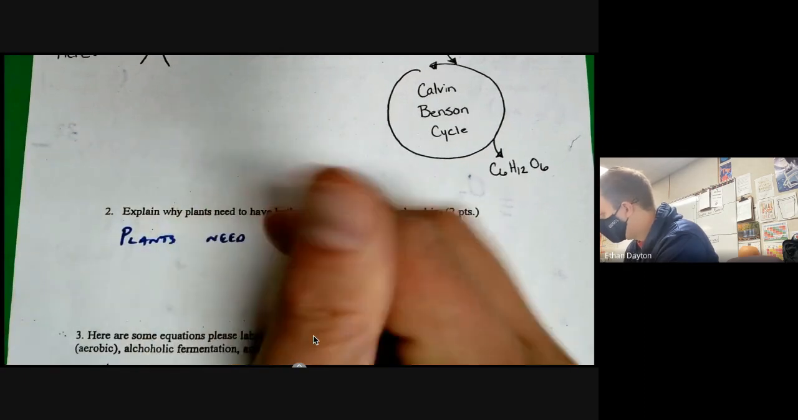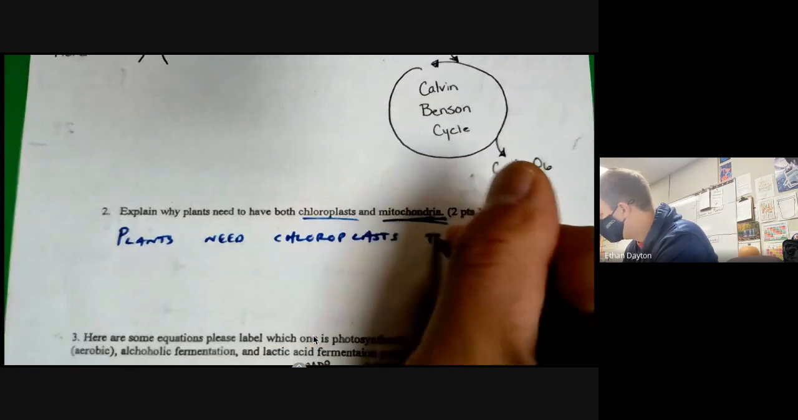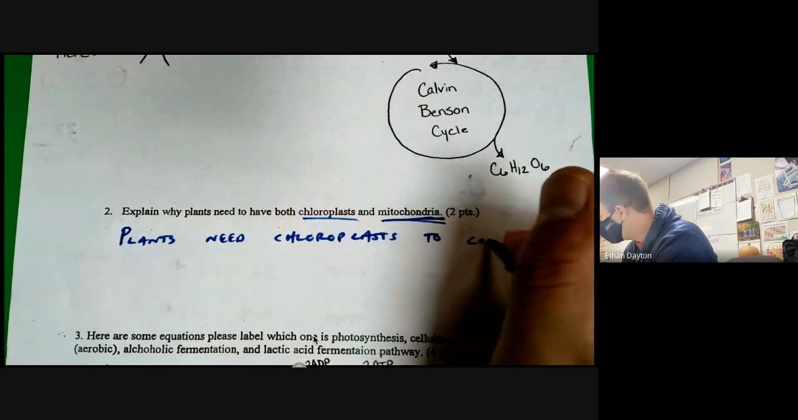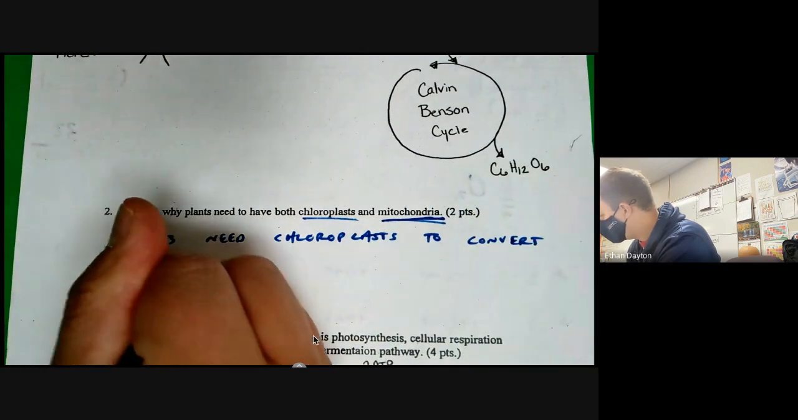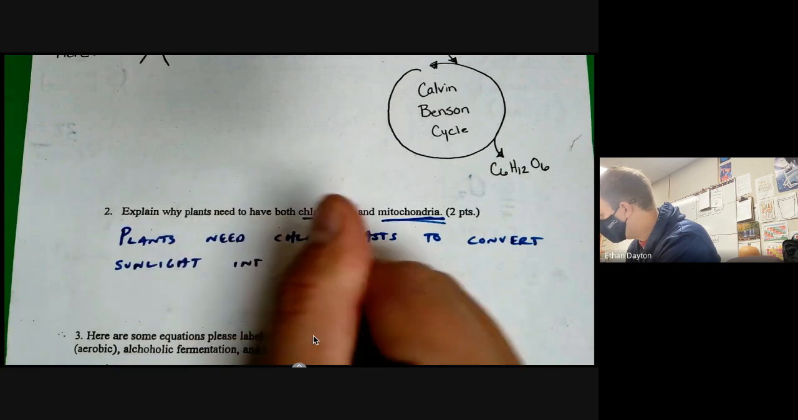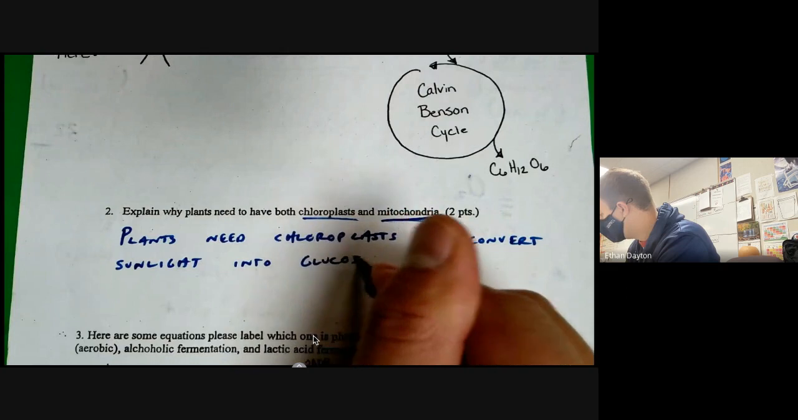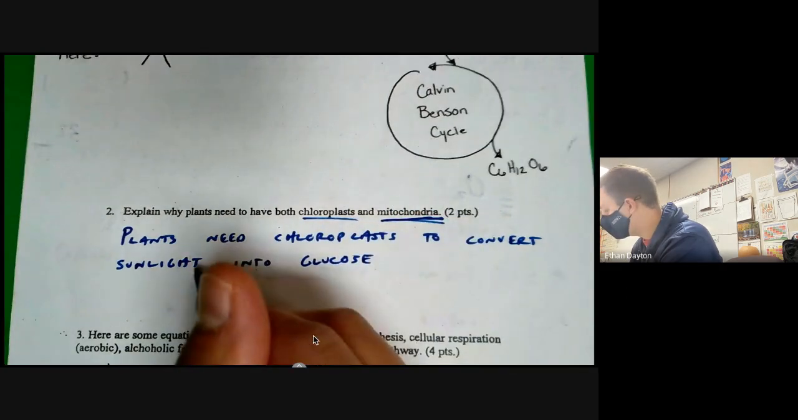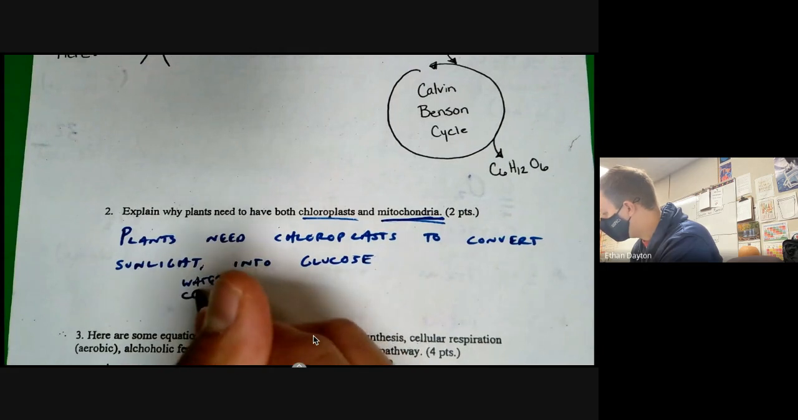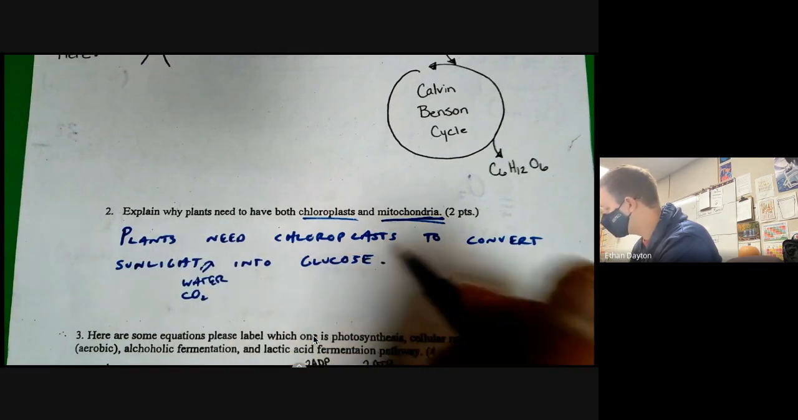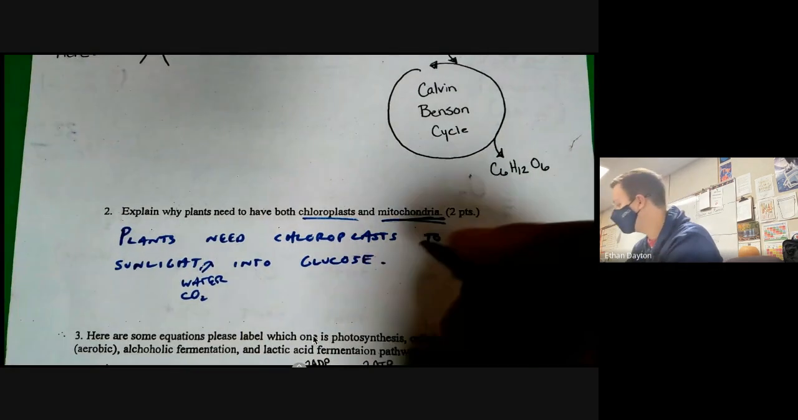Plants need chloroplasts to convert sunlight into glucose, or sugar. I guess I should include sunlight, water, and CO2 into glucose. You don't even have to go into that detail. You could just say plants need chloroplasts to make glucose.